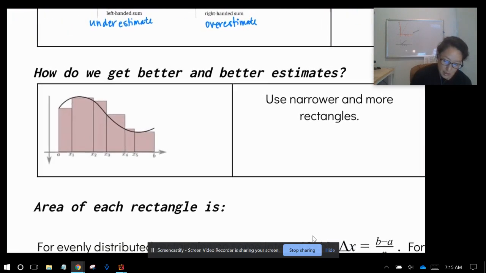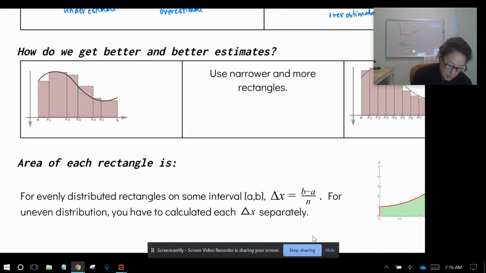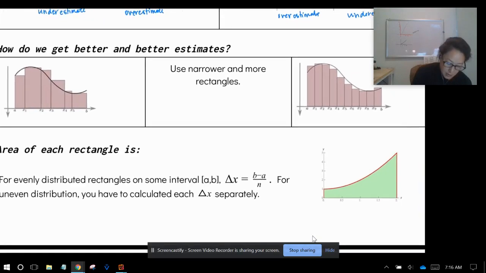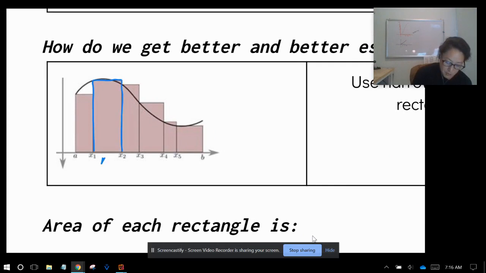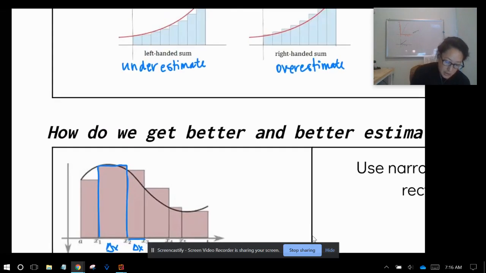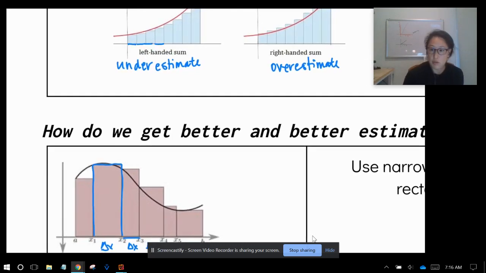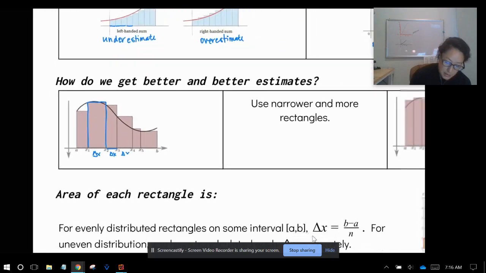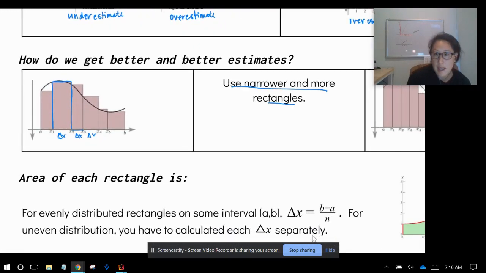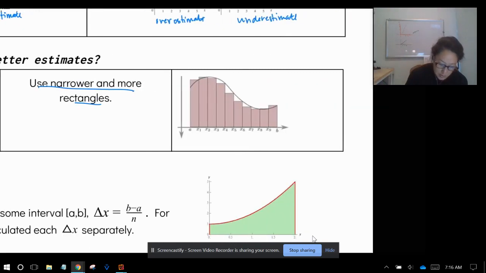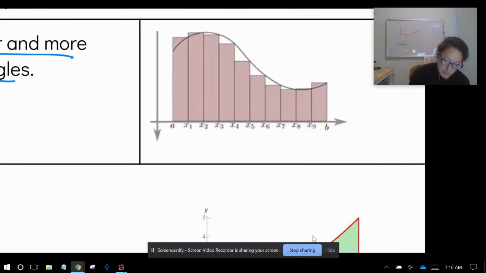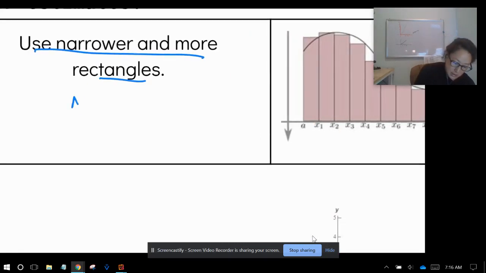So how do we get a better estimate? We can take a sum where the change in x sections are not equal. That's one option. We can also take a sum where all the change in x sections are equal, so equal intervals. But the way we get a better estimate is that we use narrower and more rectangles, smaller and smaller. So something like this, you see where the change in x is smaller and smaller.